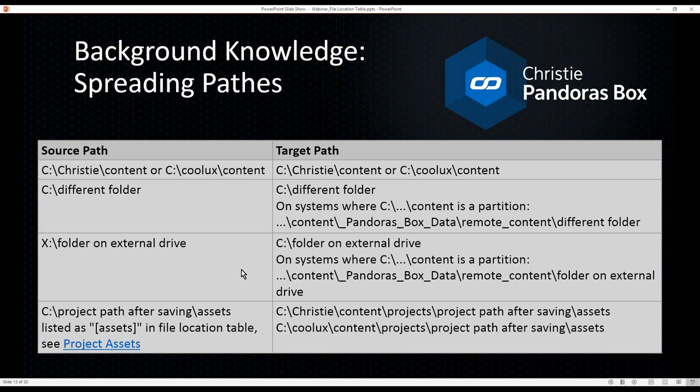Last part on this table here, there's a specialty. If you save your project, you will see that there is an assets folder in the same location. If you copy your content there and then drag it into the Pandoras Box project, you will see that this is written in the file location table. We will do it in a minute or so in Pandoras Box ourselves, so this is what we will see then. If this is the source path, you will either have cTristy or cKulaks content, and then the project path and the assets one back here. So this is why you might see different paths in your file location table, and this is the explanation behind it.